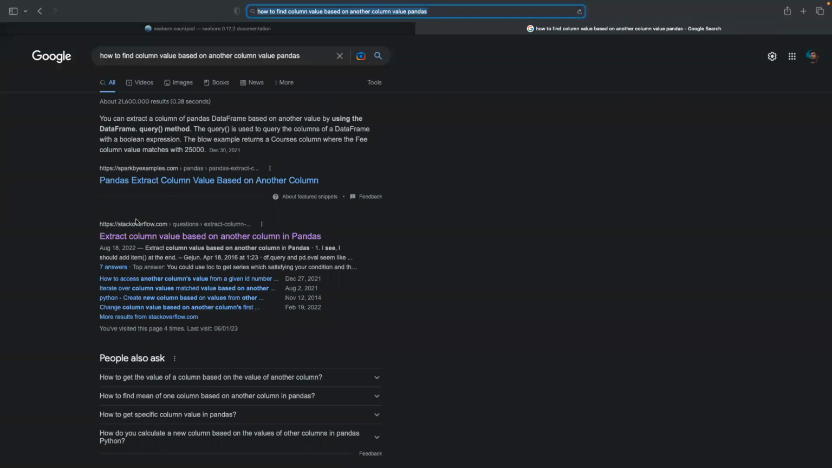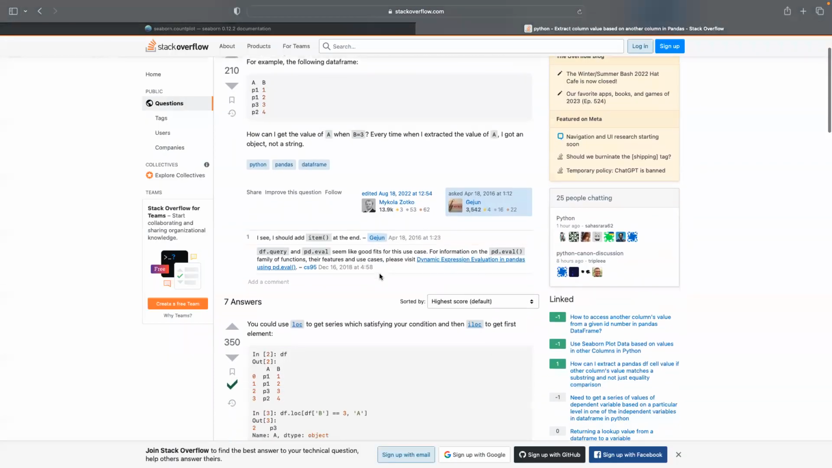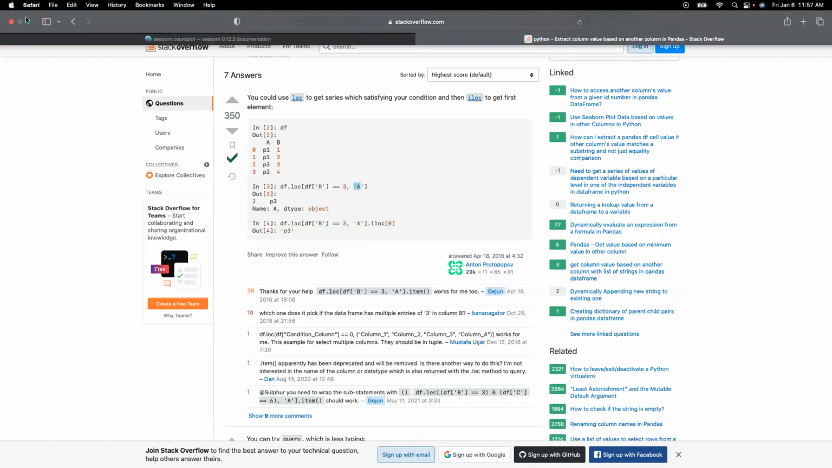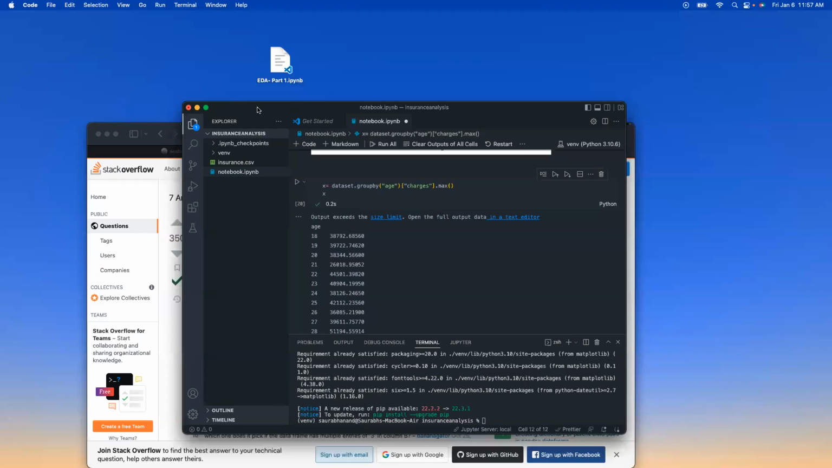Like always, you should look at Stack Overflow solutions, they are very good. I've almost always been able to find solutions to my problems whenever I'm browsing through Stack Overflow. So let's look at what it has. So what are they doing here? You can use loc, and then, okay, this tells what is the value that you want corresponding to this value of A. So here I'll put my charges: df of charges equal to df of charges dot max. And for this maximum charge, what is my age? So comma age. I think that solves the problem for us.